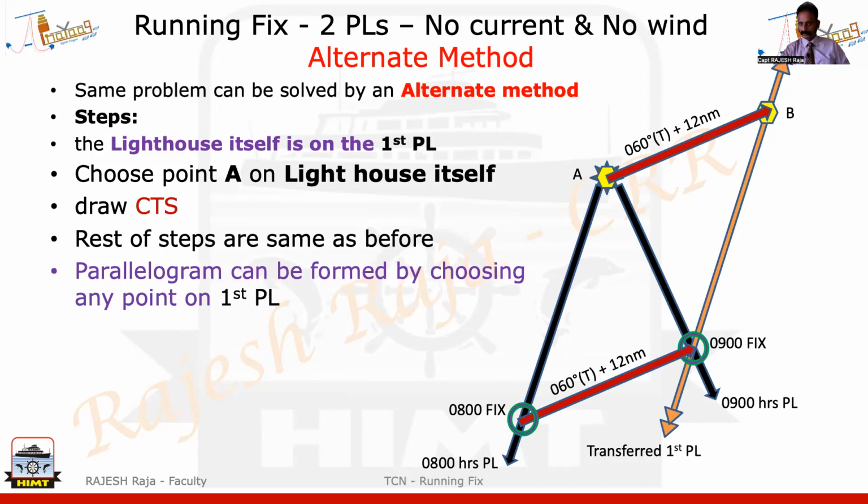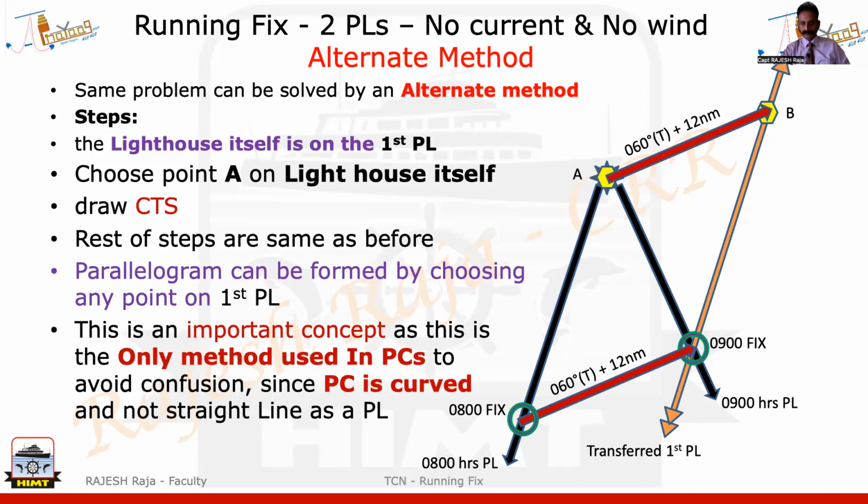Okay, I have formed a parallelogram here. And I could have formed a parallelogram by choosing alpha anywhere on the first PL. And I consider the lighthouse also is on the same first PL, because that is a source. Now, why did I show you this method? Remember, PL is a straight line, so not much confusion.